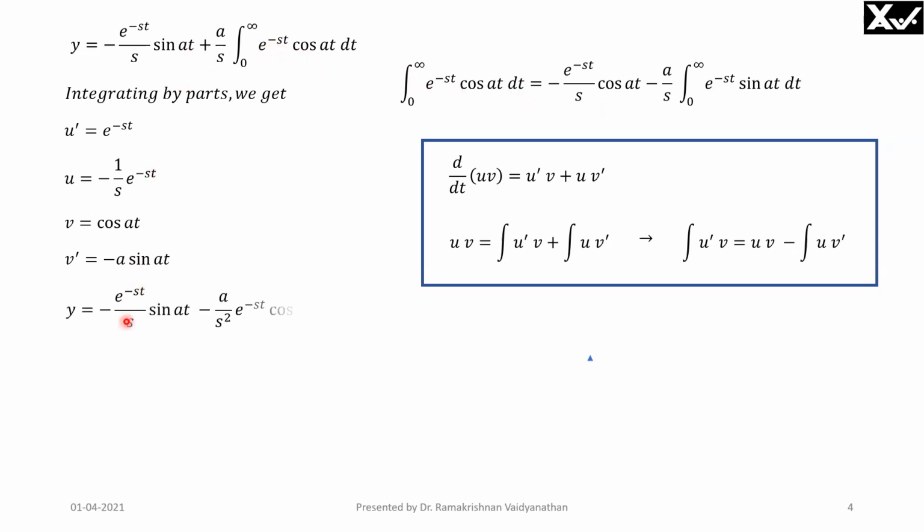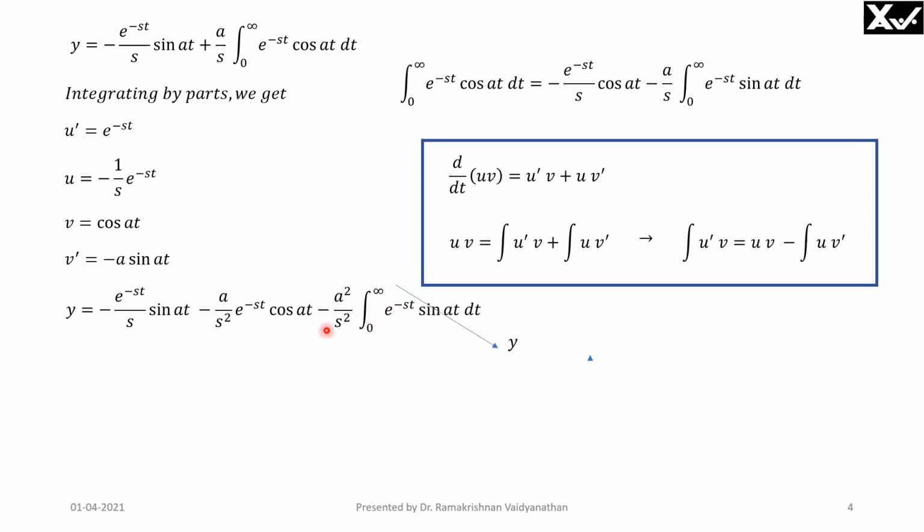Putting this back, y is equal to the first term is here. So a by s into 1 by s, so a by s squared, e power minus st cos at, minus a by s into a by s. Therefore, a squared by s squared into. Please note, this is nothing but the original problem, y.